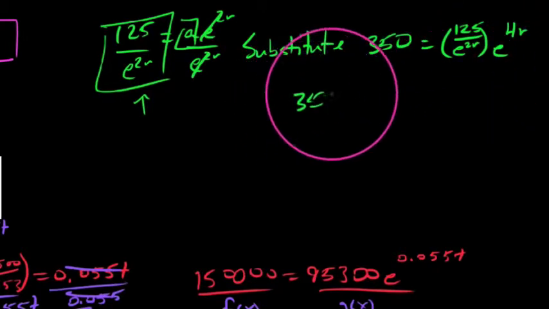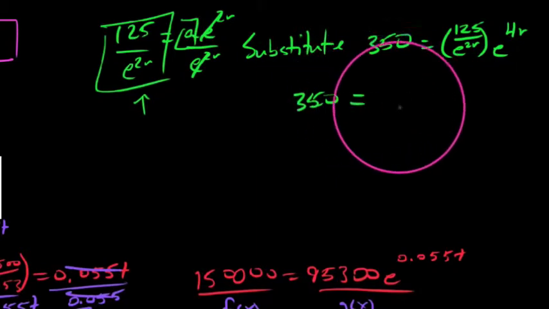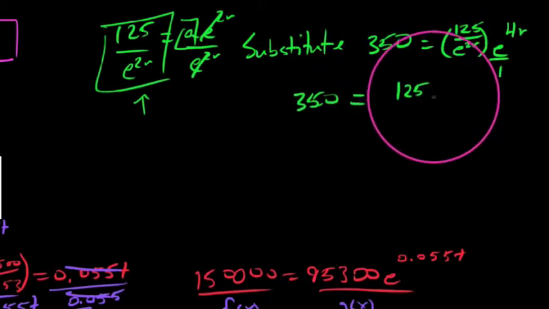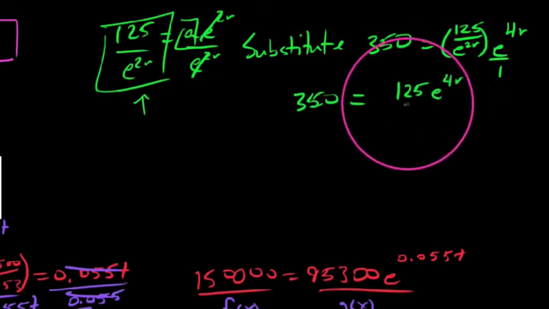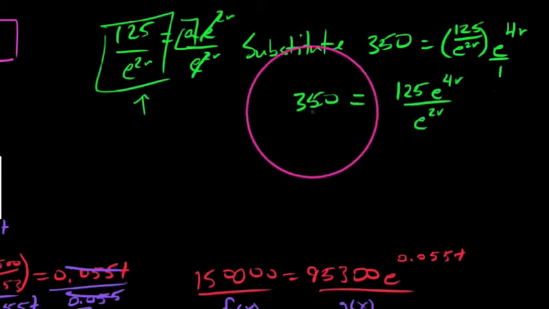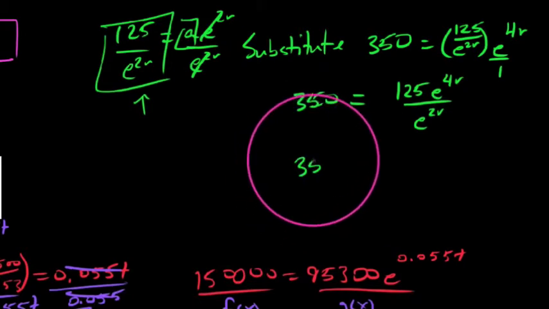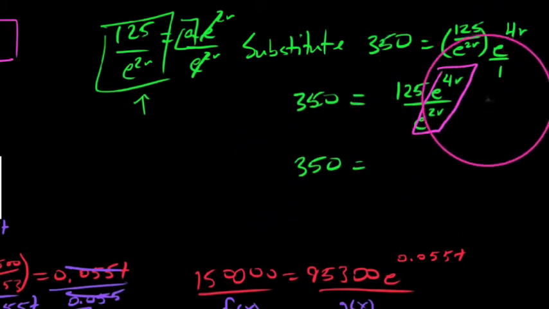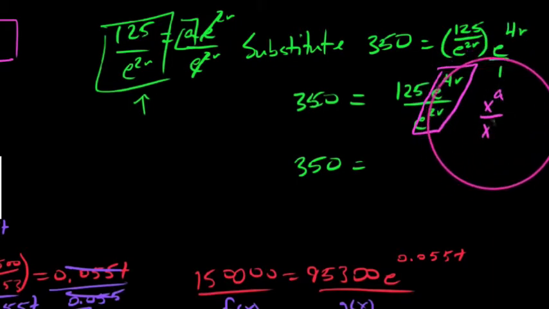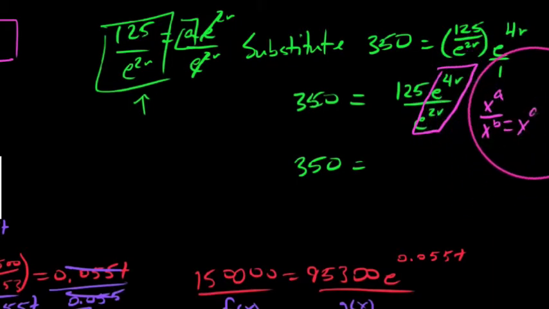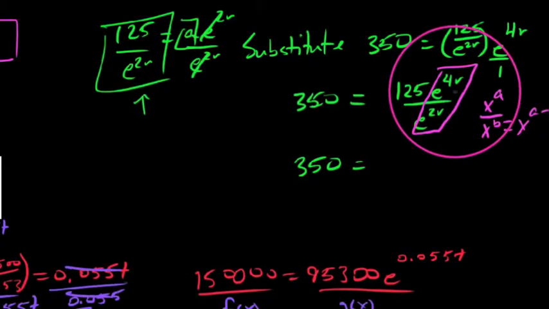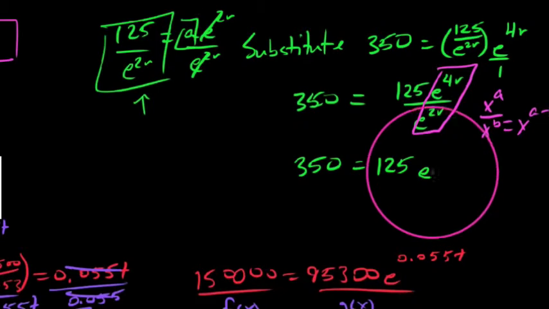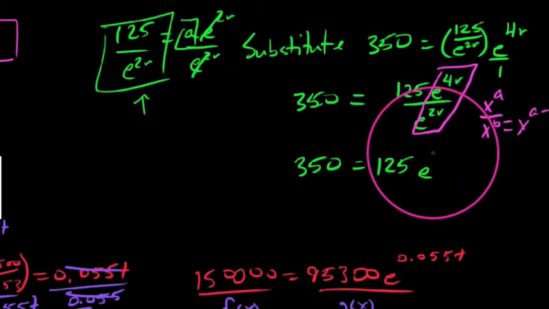Essentially, we say 350, algebraically speaking, 350 is 125. Now, if I put this over 1, you can see I get 125 e to the 4r over e to the 2r. And since we're dealing with exponential stuff, let's remember our rules of exponents that say when you divide two things that have the same base, x to the a over x to the b is equal to x to the a minus b. So we can take the difference of their two exponents, and we basically get 125 e to the 4r minus 2r, which is 2r.